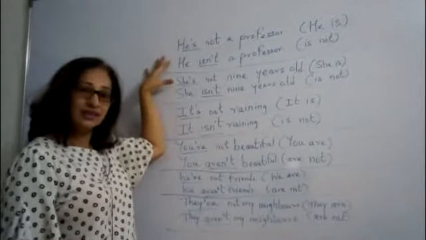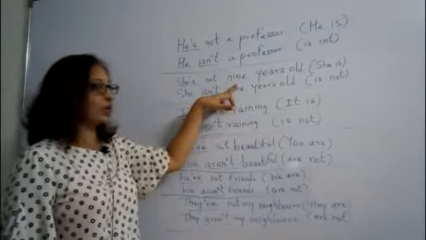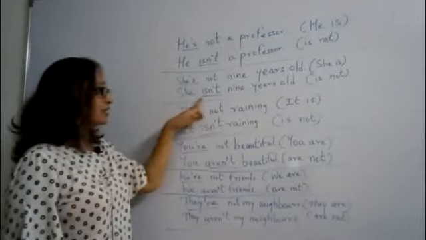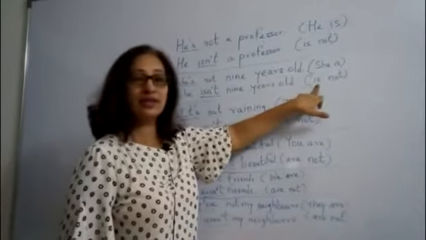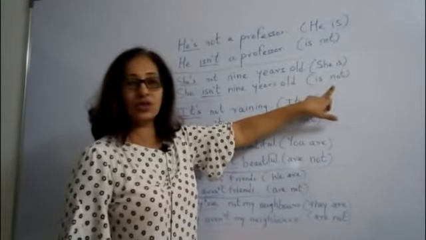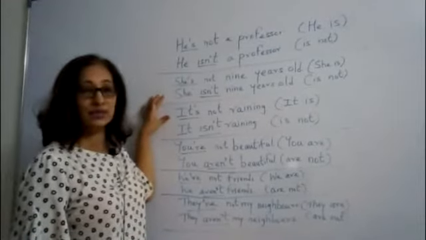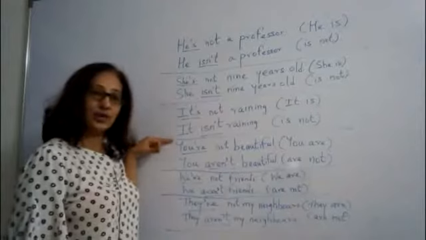Okay, we'll see these type of sentences here. She is not 9 years old. We are contracting she is: she's. She isn't 9 years old. Here we are contracting the words is not: isn't. She isn't 9 years old. Both the sentences mean the same thing. It's not raining. It isn't raining.